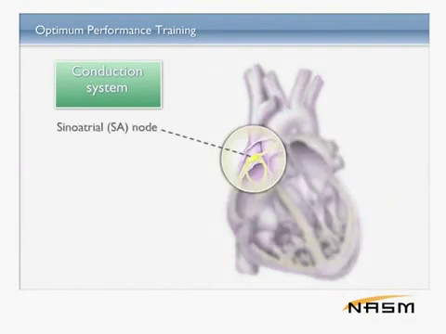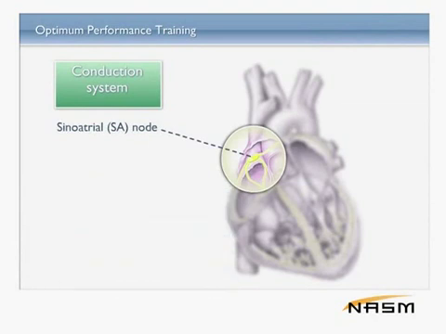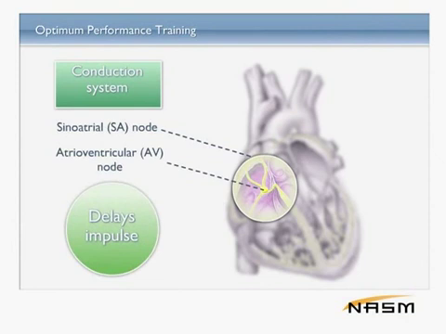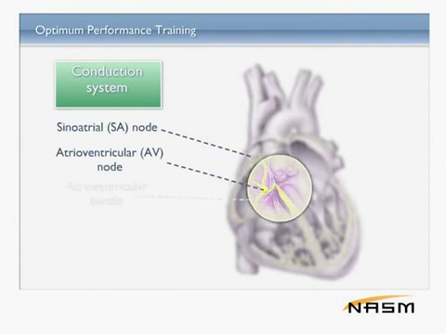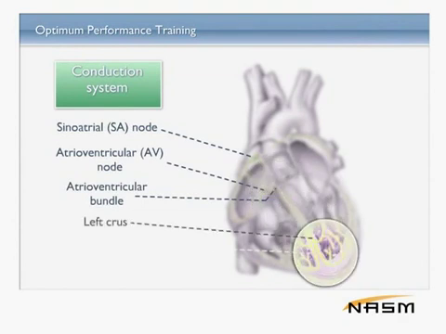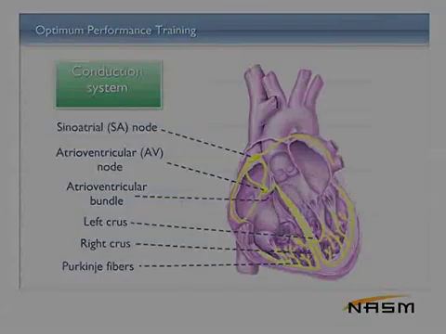The sinoatrial or SA node, which is located in the right atrium, is termed the pacemaker for the heart because it initiates the heartbeat. Internodal pathways transfer the impulse from the SA node to the atrioventricular or AV node. The AV node delays the impulse before moving on to the ventricles. The atrioventricular or AV bundle passes the impulse to the ventricles for contraction via the left and right crus and the bundle branches of the Purkinje fibers.